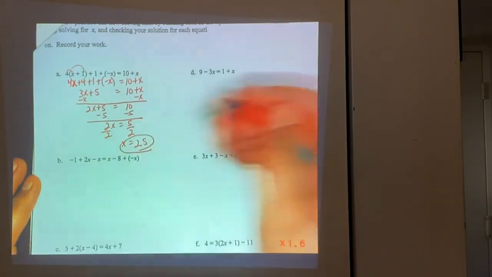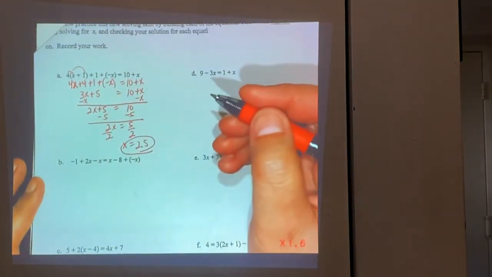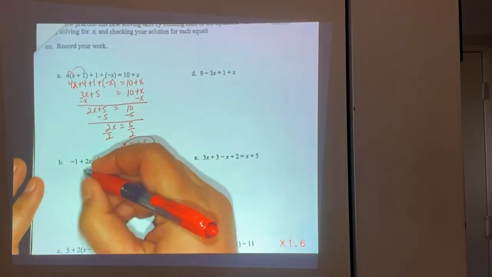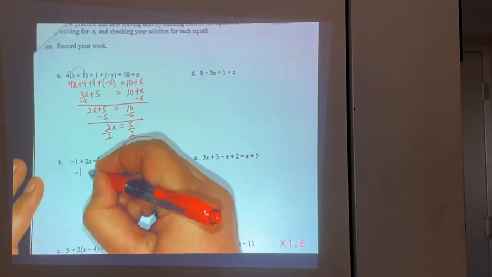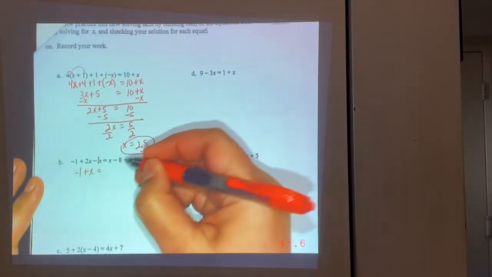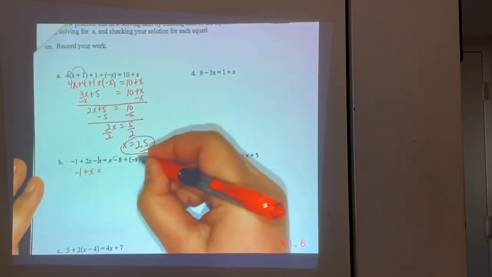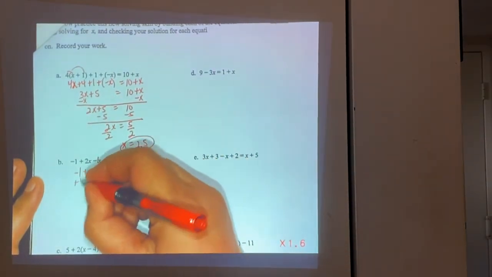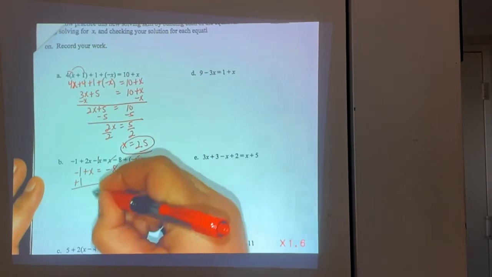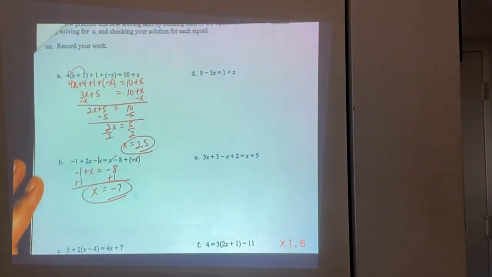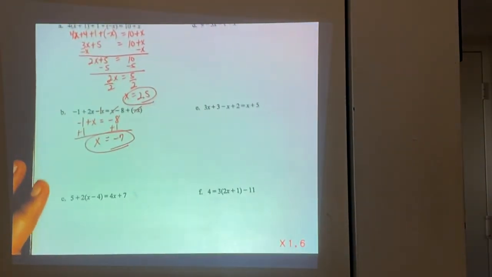All right, let's look at B. Oh, B's a lot shorter than I thought. All right, then. So let's see. If I have 2x minus 1x, we have a minus 1 plus x equals, 0 pairs, negative 8. So then we're going to add 1 to both sides. I'll get x equals negative 7. Circle. That was too quick.